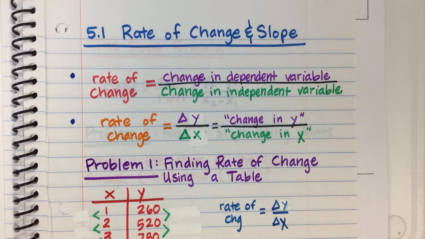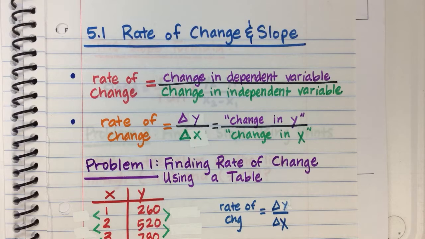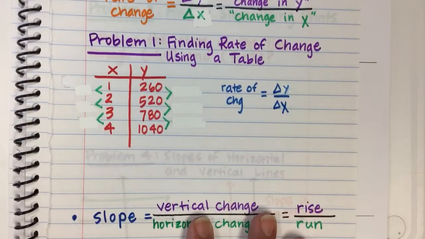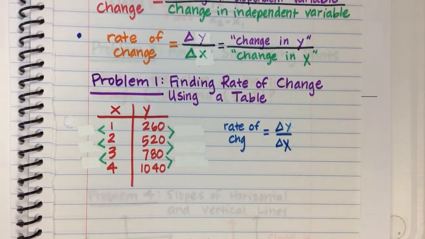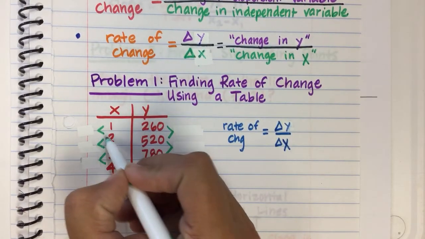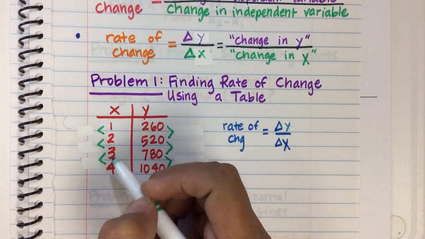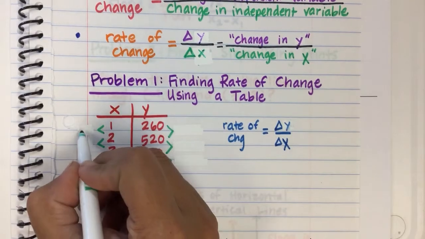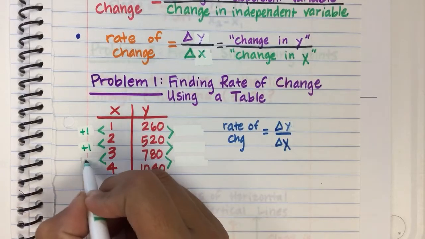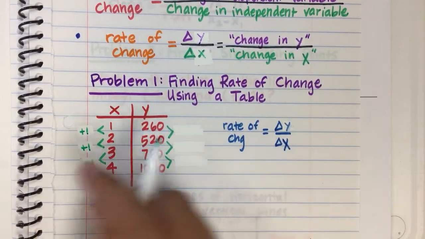Make sure you pause your video and copy these notes down. All right, so if you'll remember, change in y divided by the change in x, that's how you find the rate of change. All right, in problem 1, we're going to find the rate of change using a table. And so first we're going to figure out what the difference is in our x variables. So from 1 to 2, we've added 1. From 2 to 3, we added 1. And from 3 to 4, we added 1.